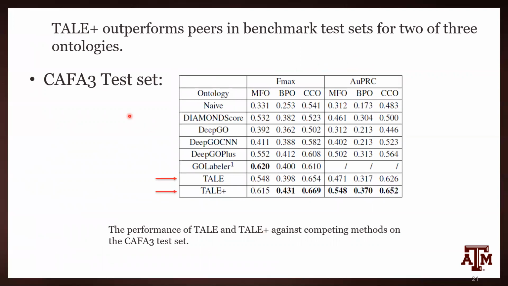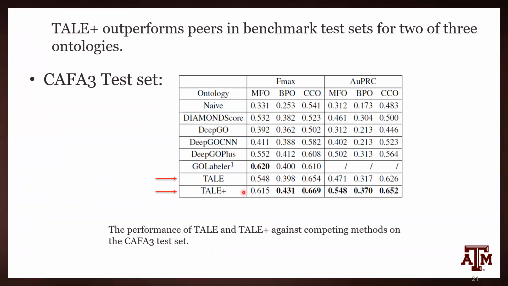So first, we will show the results on kappa-3 test set. So here, we compare to several methods, including naive, which is the simple frequency-based method, diamond score, alignment-based method. DeepGo is actually a deep learning-based method. DeepGo CNN is an upgrade version of DeepGo, and DeepGo Plus, which is the convex combination of diamond score and DeepGo CNN. And eventually, GeoLabeler, which is the state-of-the-art of kappa-3, they're using learning to rank.